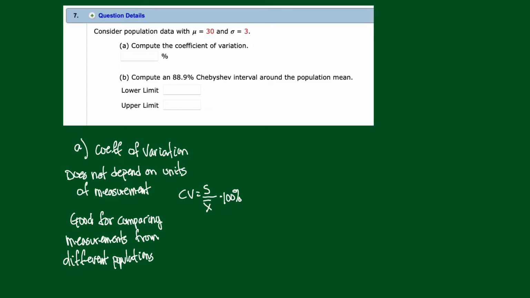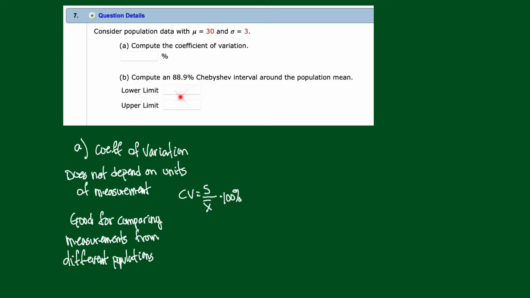This is section 3.2, problem number 7. Two parts to it. First part, consider a population with data: mean is 30, standard deviation is 3. Compute the coefficient of variation.